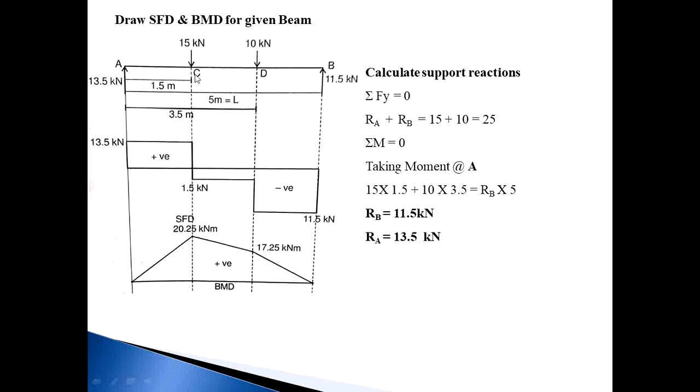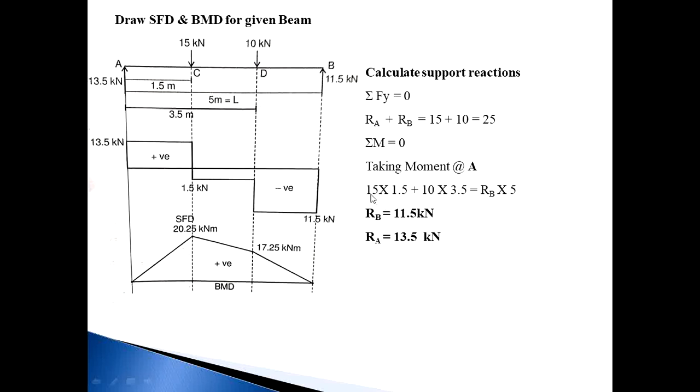So now RA becomes 0, because the line of action of RA and point A coincide with each other. So the moment due to this 15 kilonewton with respect to A is clockwise. For this 10 kilonewton, the moment is clockwise, and for this RB, the moment is anti-clockwise. So this 15 kilonewton and 10 kilonewton plot on one side and this RB plots on the other side.